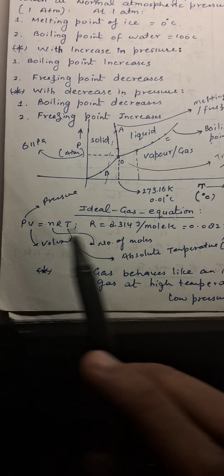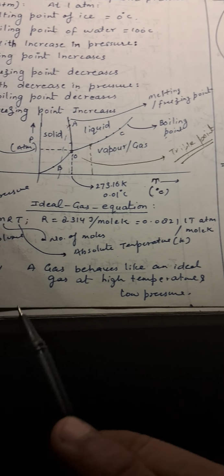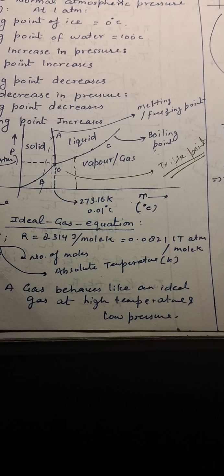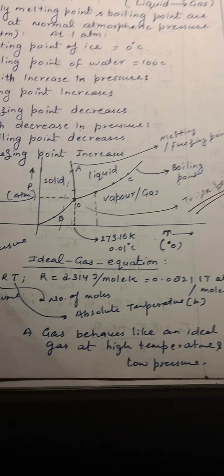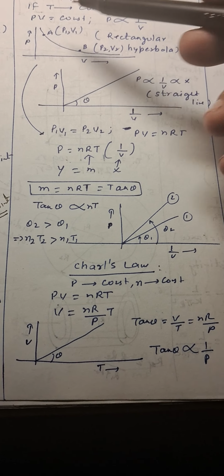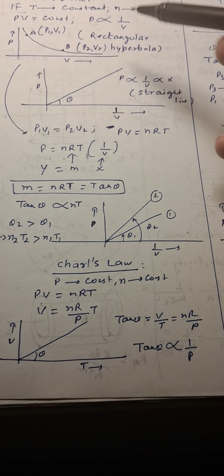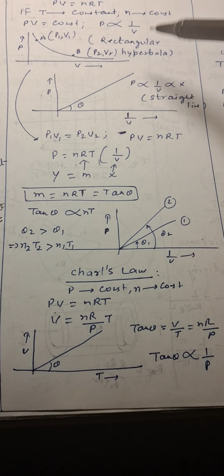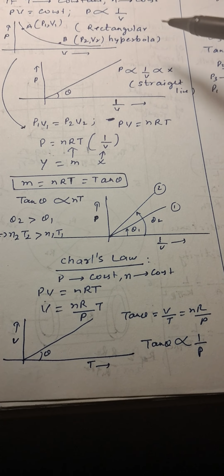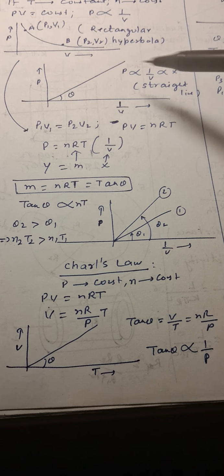Now we have the ideal gas equation, PV equals nRT. These are the parameters. And one important thing, a gas behaves like an ideal gas at high temperature and low pressure. Now let's discuss Boyle's law. PV is nRT. So if temperature is constant and number of moles is constant, then PV is constant. So P is proportional to 1 by V. Graph between P and V will be a rectangular hyperbola. P and 1 by V will be a straight line.